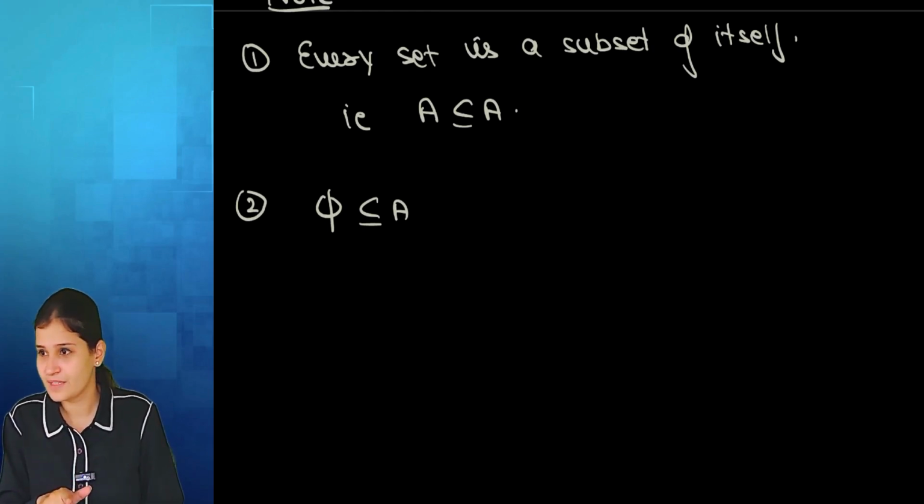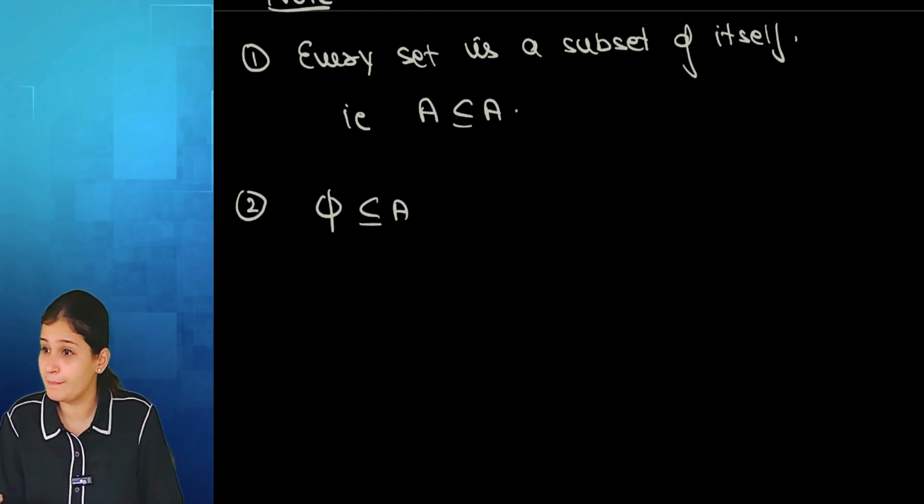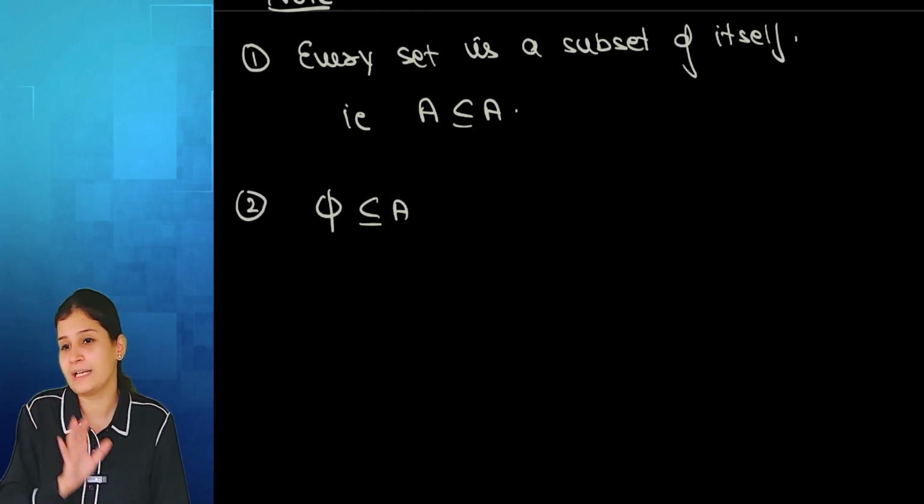Similarly, do you have an example? Do you have anything present in the null set for an example? No. So by default, it becomes a yes.